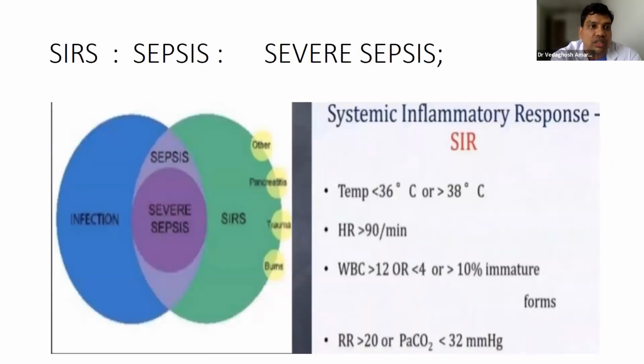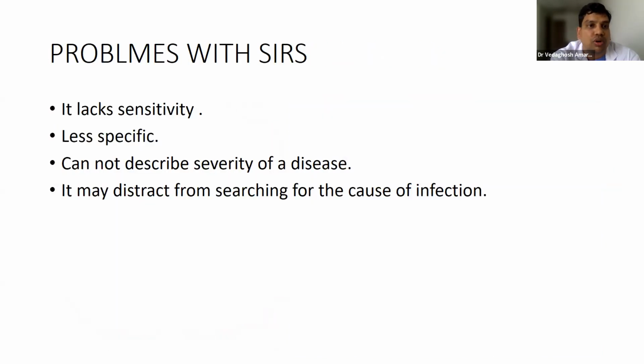So what is systemic inflammatory response syndrome? It was a constellation of 4 criteria: whether the patient has hyperthermia of greater than 38 or hypothermia of less than 36 degrees centigrade, heart rate greater than 90 per minute, WBC counts greater than 12,000 or less than 4,000, and respiratory rate of greater than 20 or PaCO2 of less than 32. They said that if any 2 of these 4 criteria are present, we classify the patient as having systemic inflammatory response syndrome. But what was the problem with SIRS?